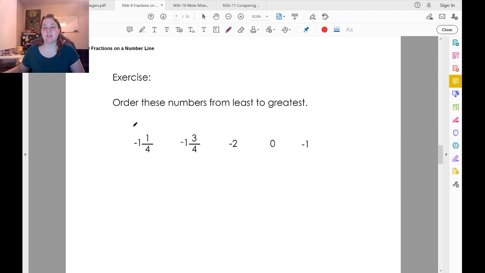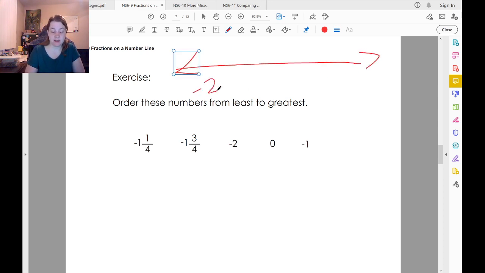They want us to order these from least to greatest. Go ahead, try it on your own. When you come back, we'll talk about it. Welcome back. So if we have a number line that has negative 2, negative 1, 0, 1, 2, are there any positive numbers on here that we can put on the greatest side? No, there are no positives, which means that our biggest number here is going to be 0.